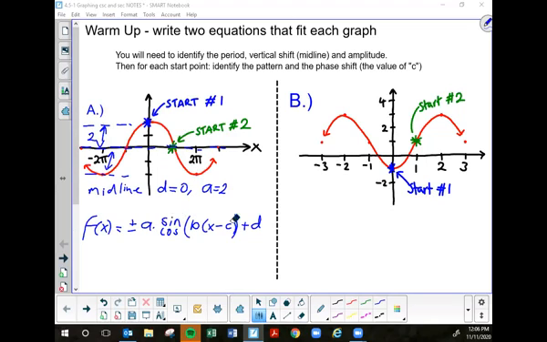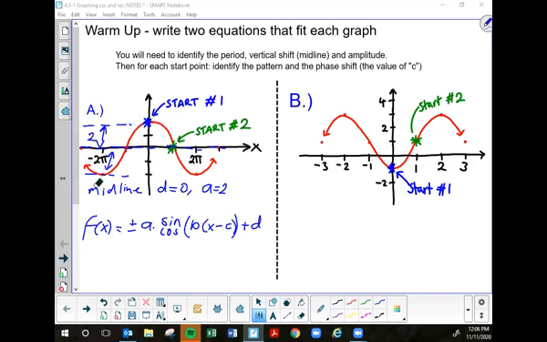This value here would tell us where to start. Now we're going the other way. So we're going to look at the start we've been given, how far our graph has been shifted off the y-axis, and that will tell us what this value of C is that we're going to write in the equation.